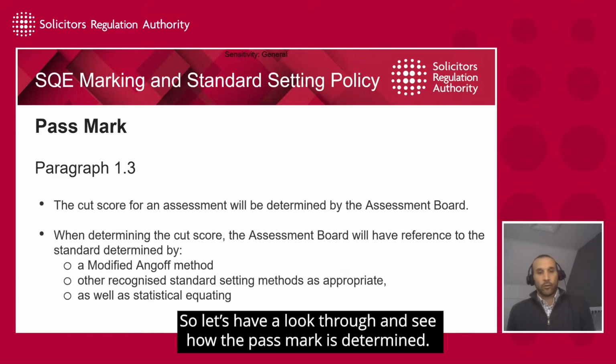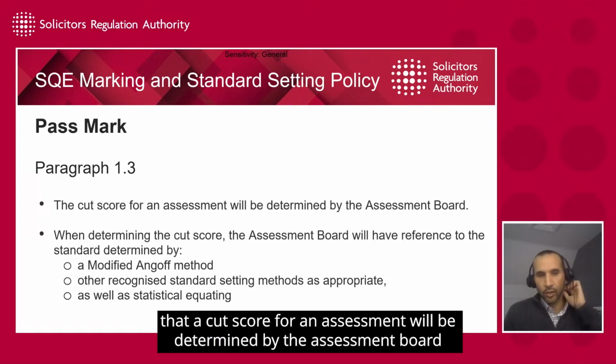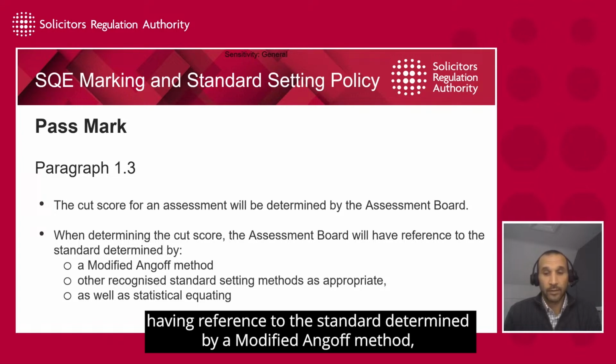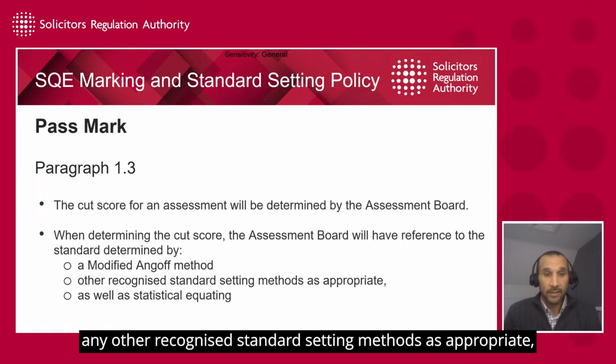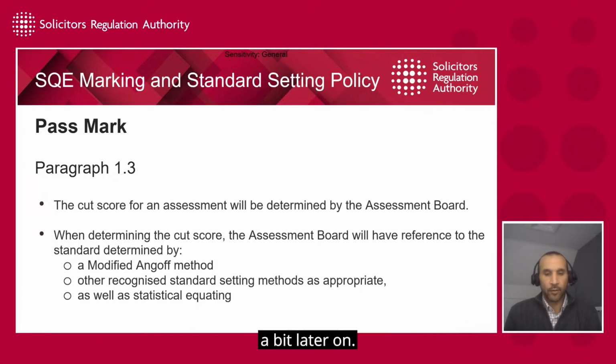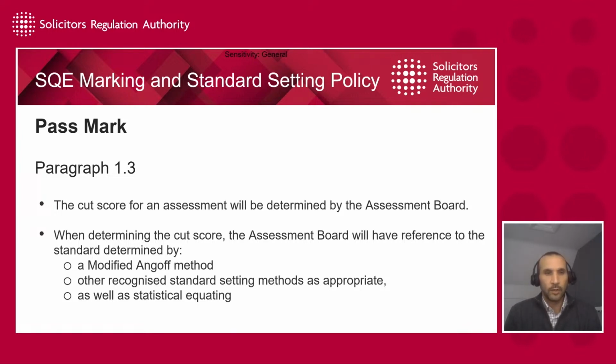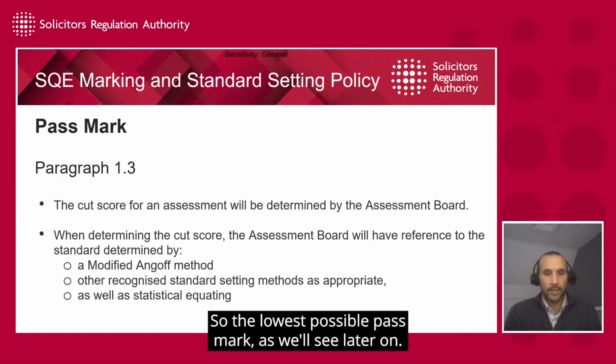So let's have a look through and see how the pass mark is determined. Paragraph 1.3 of the policy refers to the fact that a cut score for an assessment will be determined by the assessment board, having reference to the standard determined by the modified Angoff method, any other recognised standard setting methods as appropriate, as well as statistical equating. We'll come back to the cut score a bit later on, but essentially the cut score refers to the lowest possible score to pass an assessment, so the lowest possible pass mark.